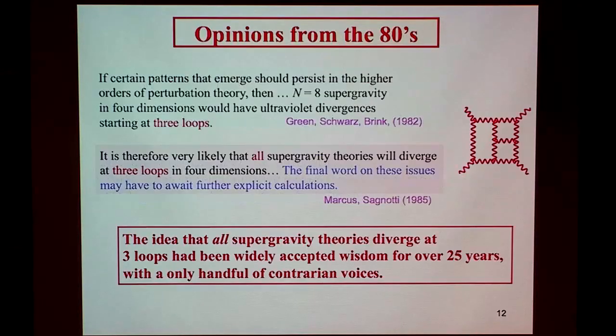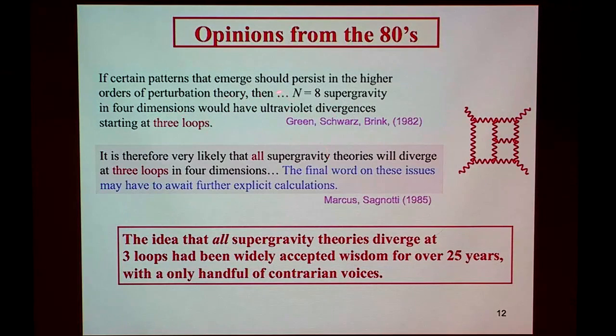Okay? Now, what did people say in the 80s? This was just as they were dropping supergravity and saying, well, supergravity isn't working, we need something else. So in 1982, for example, here's a quote that's actually kind of interesting. If certain patterns that emerge should persist in the higher orders of perturbation theory, that means higher and higher loops, n equals 8 supergravity in 4 dimensions will have ultraviolet divergences starting at 3 loops.